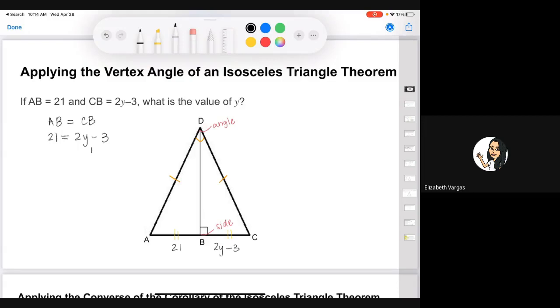So I can add 3 to both sides: 24 equals 2y, divide by 2, divide by 2. Y is equal to 12. Okay, so using that information about that bisector, I'm able to identify that my angles get bisected into two congruent halves and my sides get bisected into two congruent halves, specifically my base side. And so that's how I can solve.